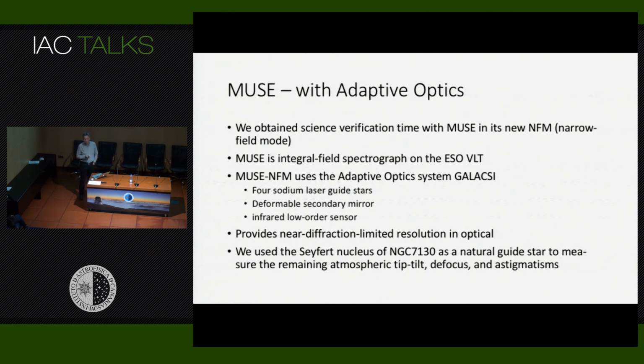So what you do is you make your own star, you take a laser and you project a star in the sky, typically on the sodium layer about 80 kilometers high, and you make an artificial star where you want it, and that can be very close to your guide star.